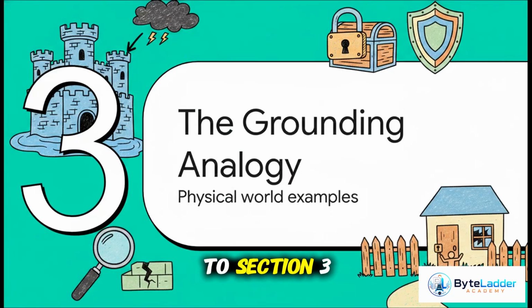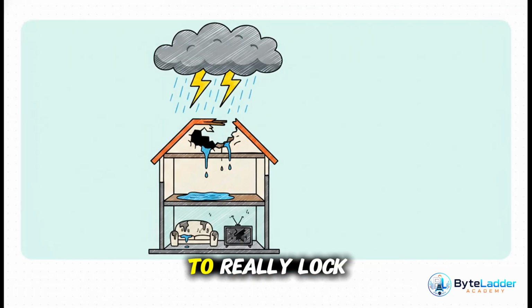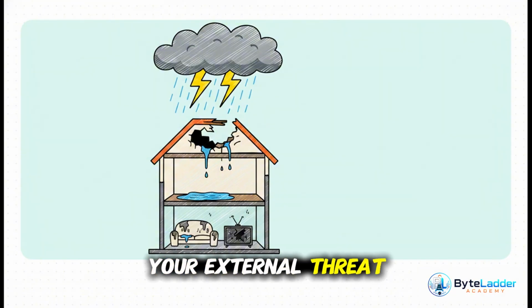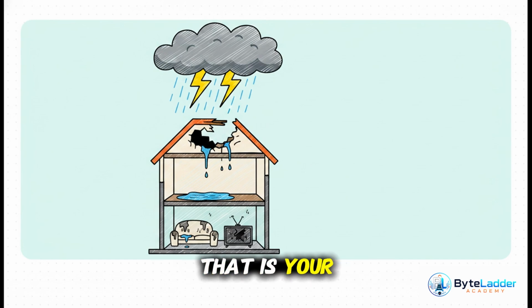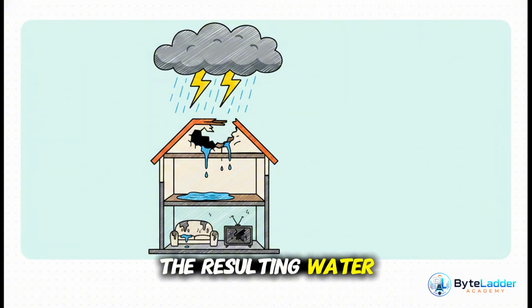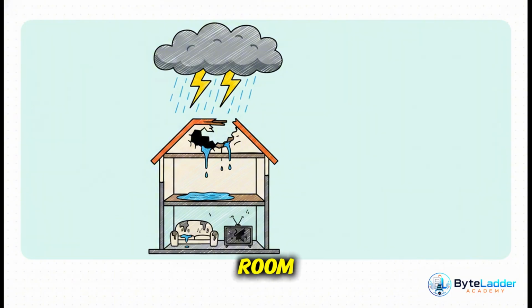All right, on to Section 3, the grounding analogy. To really lock this mental model into your brain, let's step out of the server room for a second and look at a physical world analogy that makes this whole thing crystal clear. I want you to picture a massive storm. That storm is your external threat. Now imagine you've got a leaking, heavily damaged roof on your house. That is your internal vulnerability. The resulting water damage that completely ruins your living room, that's the risk.